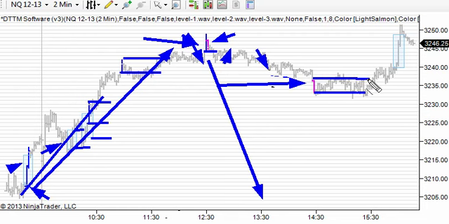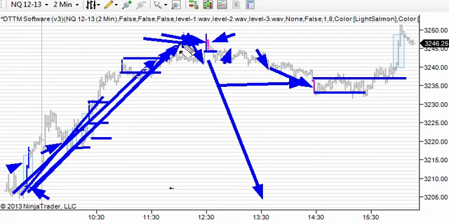You can see that we then tested back above, and that was what we call a rejection. So here's buying with acceptance. Here's buying with rejection and some selling with follow through. Here's some selling with rejection. So again, you'd want to be on the long side, not the short.